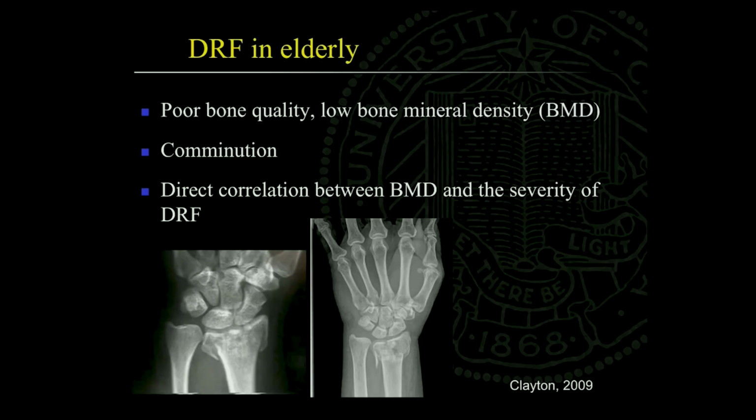So in terms of distal radius fractures in the elderly, what we know is that there's poor bone quality, frequently associated with low bone mineral density, meaning if you've ever gotten a DEXA scan to look at your bone mineral density, we see that it is lower there. There's comminution, and there's a direct correlation between the amount of comminution and how low the bone mineral density is. So if you have a fall and you have osteopenia or osteoporosis, the chance of having a worse distal radius fracture from a low energy injury gets higher.